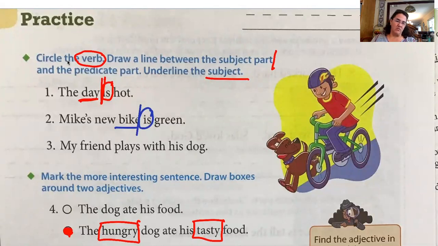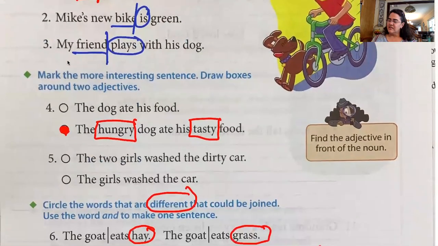My friend plays with his dog. What is the action there, please? Reagan. Plays is our verb. So we're going to separate our sentence where? Between friend and plays. And what is our subject, please? Kylie. Friend. Very good. All right, moving on to number 5.